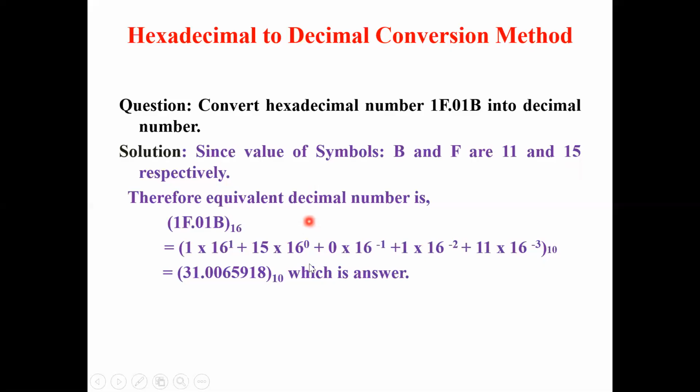So when I convert, 16 raised to 0, 16 raised to 1, and the coefficients are 1 and 15 for 1 and F. Then we have 0 into 16 raised to minus 1, 16 raised to minus 2. And then for B, we have 11 into 16 raised to minus 3. When you add all of them, you get 31.006591, which is the decimal representation of the hexa number 1F.01B.